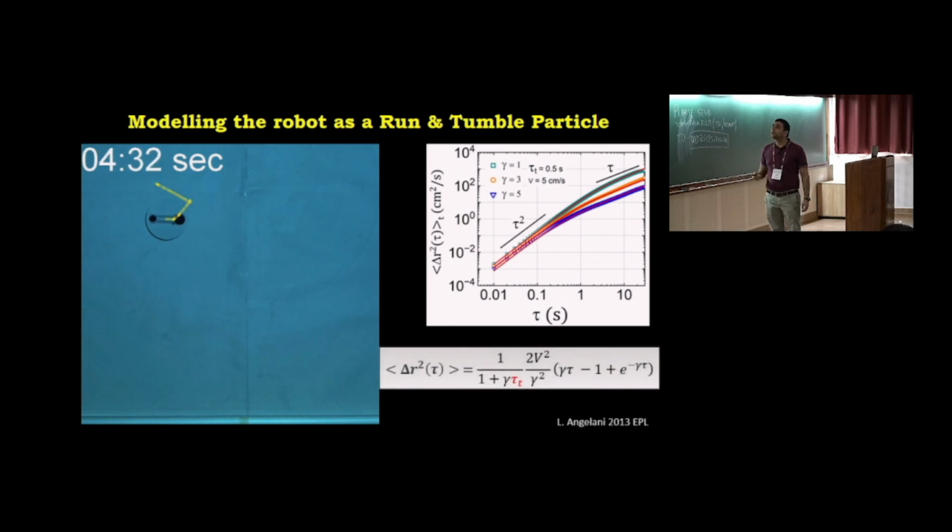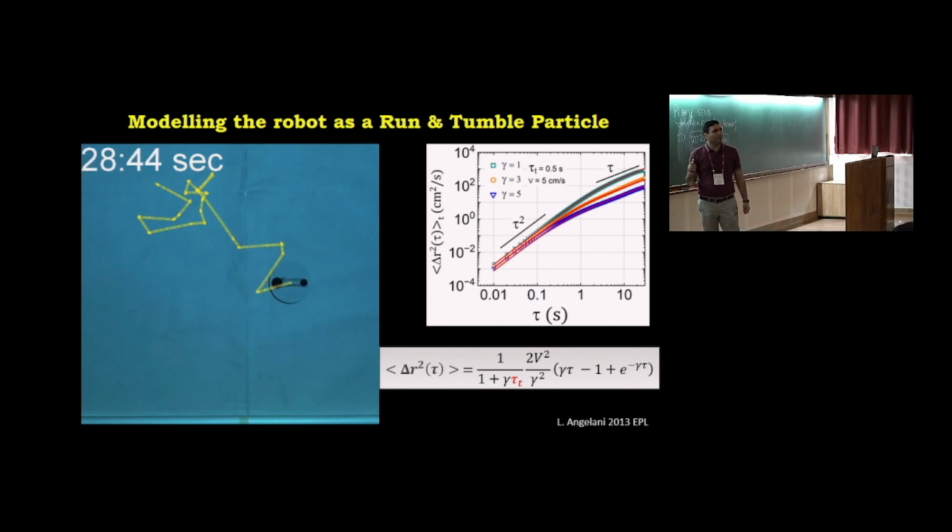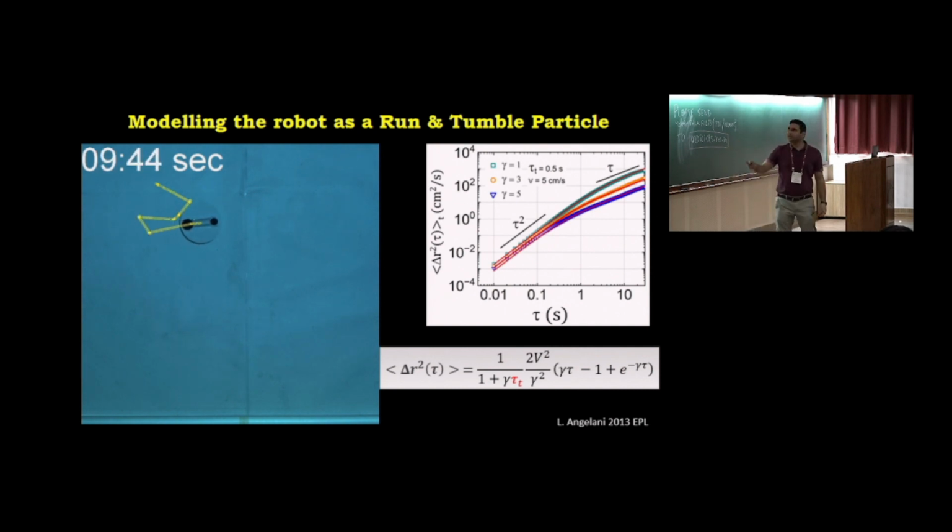And the equation that we have used to fit this comes from a paper by Luca Angelini. There is an interesting parameter here, which is tau_t, and this is nothing but the tumble duration. If you think about it, all physical systems have to take some finite amount of time to turn and find a new direction, so it can't tumble instantaneously. That features here in the model, and that also we can tune in our case. And typically that's how it looks.